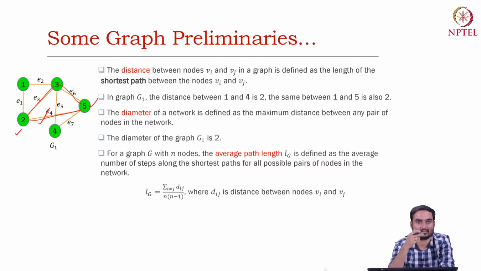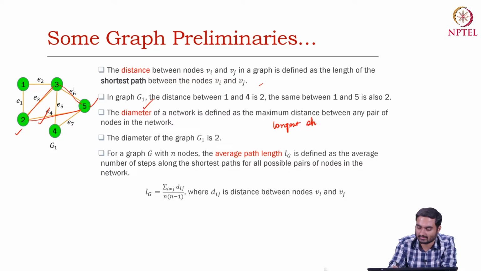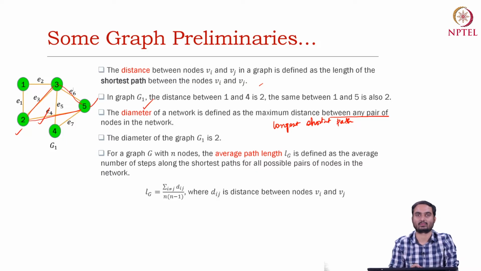How do you measure the shortest path? There are many algorithms, Dijkstra's algorithm and so on, standard algorithms that people generally use, but that's not our concern here. What's the diameter? The diameter of a network is the longest shortest path between any pair of nodes in the graph, right? A longest shortest path. So remember, longest shortest path between any pair of nodes in the network.